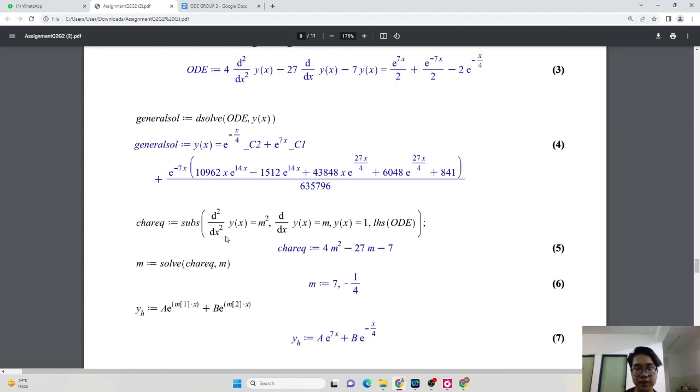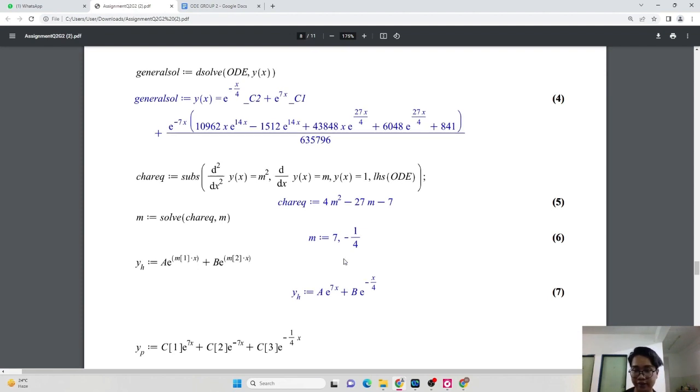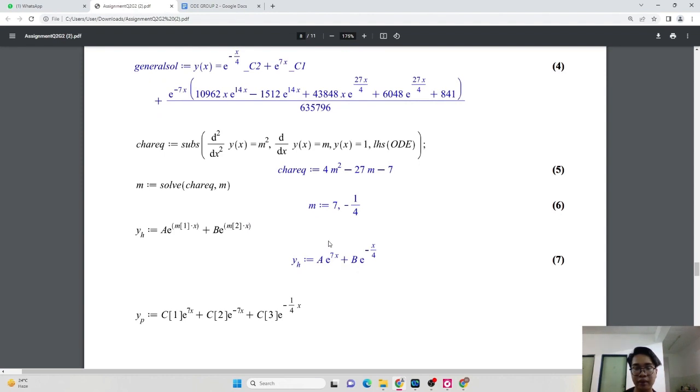m power of 2 d over dx ys equal m yx equal 1 LHS ODE bracket. And the answer we get is char EQ equal 4 m power of 2 negative 27m negative 7. And the sixth step is m equal solve char EQ or m. And the answer is m equal 7 or negative 1 over 4.